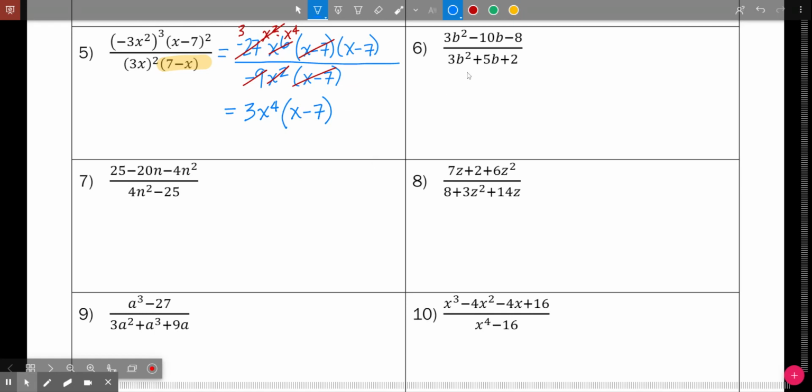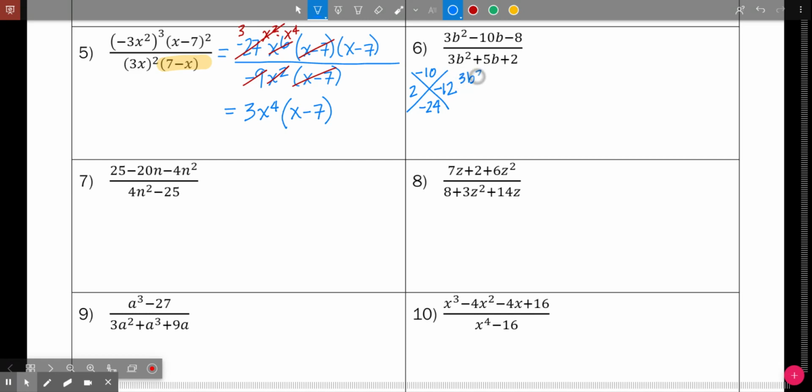In number 6, it requires me to factor both the numerator and the denominator. So I'll start with the numerator. I'm looking for 2 factors that will multiply to give me negative 24, but add to give me negative 10. So I'm going to use 2 and 12. My larger number is always the same sign as the top, and if my bottom number is negative, that means one must be negative and one must be positive.